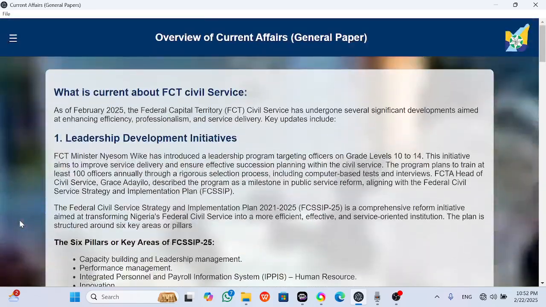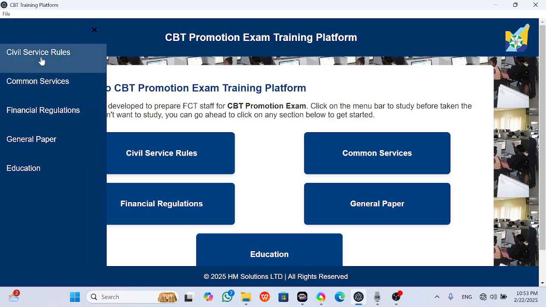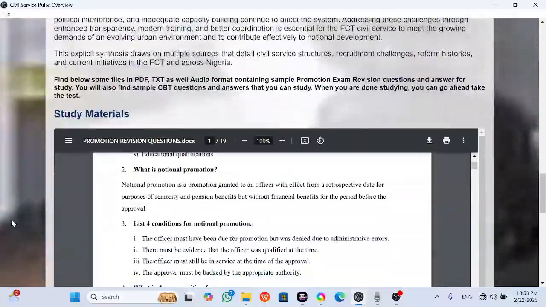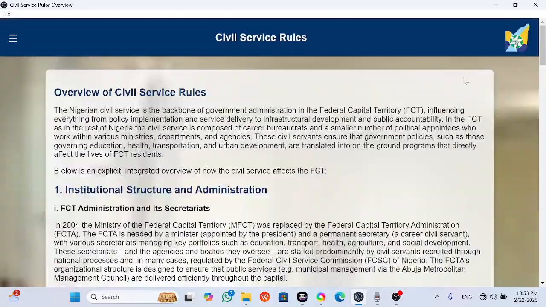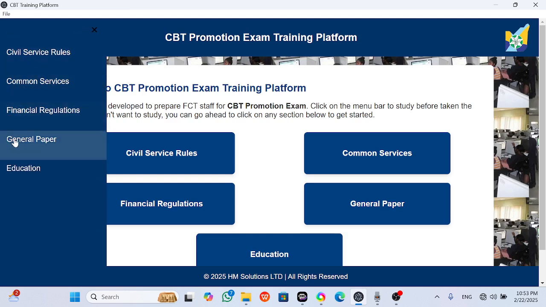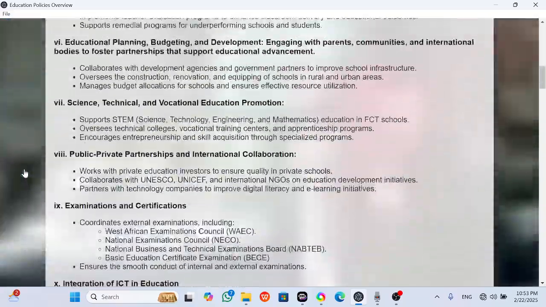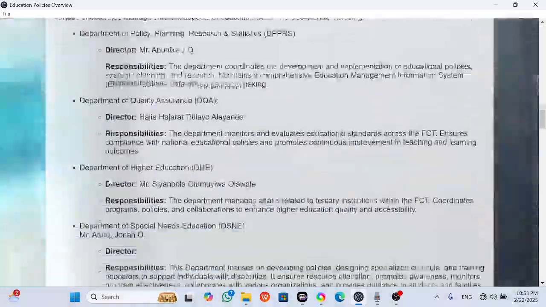If you are done and you still want to read before writing any exam, you click on this FCT logo. It will bring you back to the menu. Then you come again and click on any one, maybe civil service rules. You read. Do revision questions. Then you come back, use the FCT icon there and click on it. Then you come back to the menu and take another one, education for example. You read like that. The materials are very good. You see a lot of things to read about.